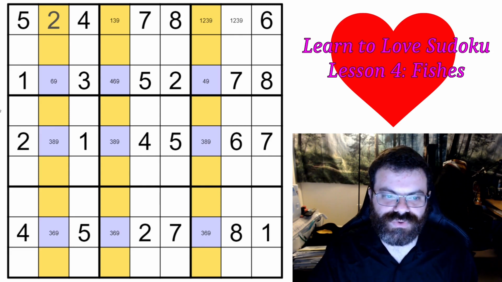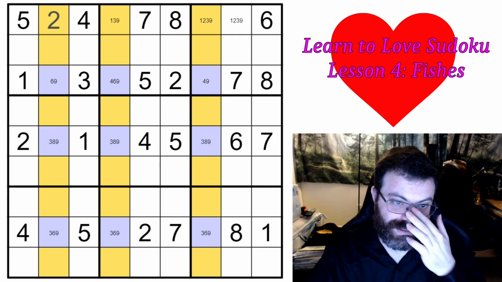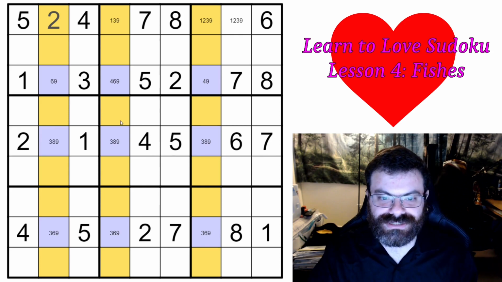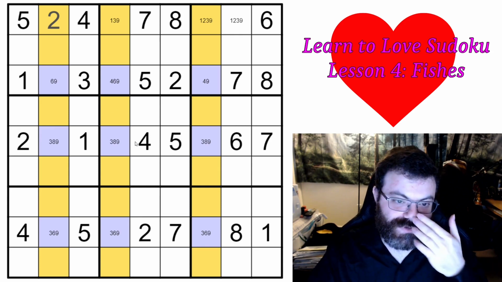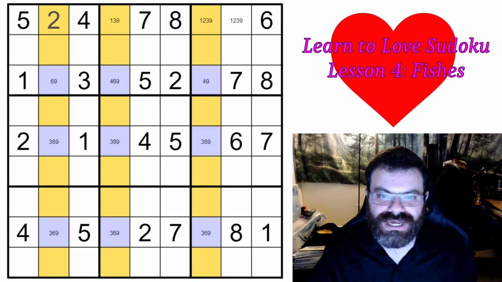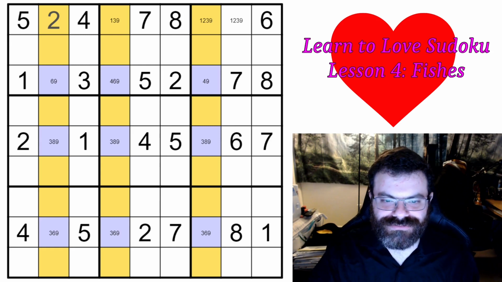And so that is called a swordfish, just in case I didn't name that. Again, just like the X-Wing at least had some sense to it. I have no idea why it's called a swordfish. You might want to call it a 3-fish. I don't know. No one's going to call it a 3-fish. It's called a swordfish. So you just sort of have to memorize that name.